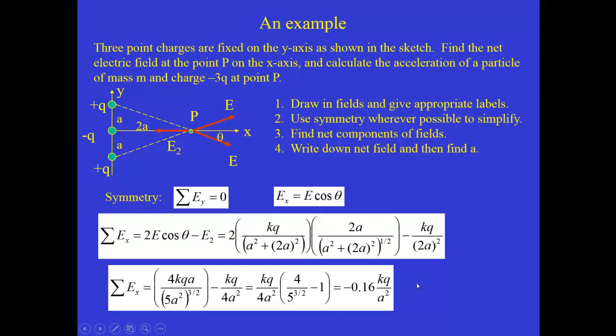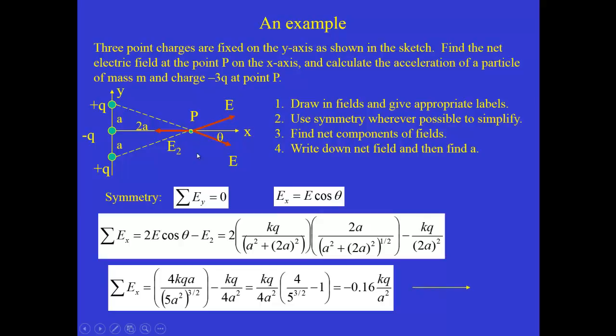So it's got the right units because k times a charge over a distance squared is the units of electric field, and the minus sign tells us that the overall x component is in the negative direction. So that's our answer. And now all that's left to do is to find the force on the charge minus 3q sitting at point P.